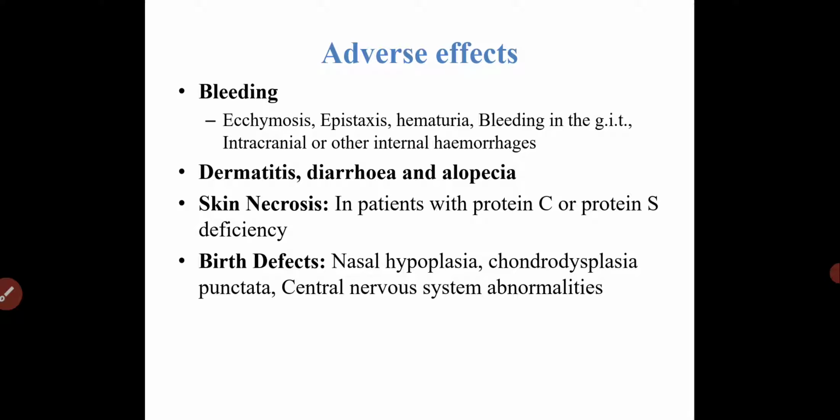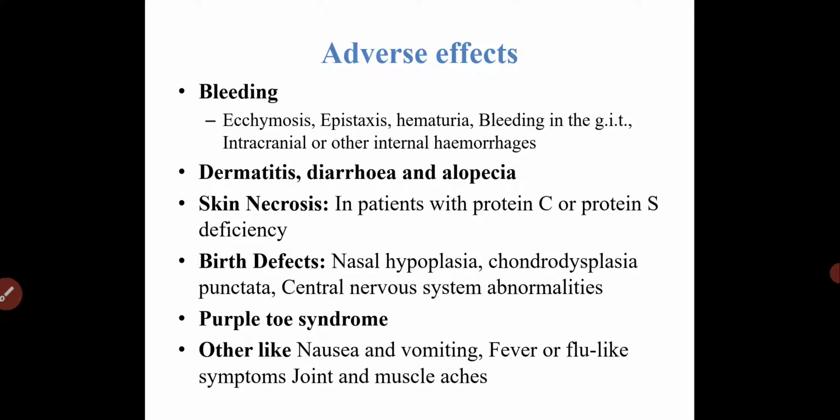If we use warfarin in the second and third trimester, then hypoproteinemia occurs in the neonate. Also there is purple toe syndrome, a bluish discoloration of the toe, and other effects like nausea, vomiting, fever and some muscle ache. So these are the ADRs related to warfarin, and try to remember there is a birth defect or teratogenic effect, the fetal warfarin syndrome.